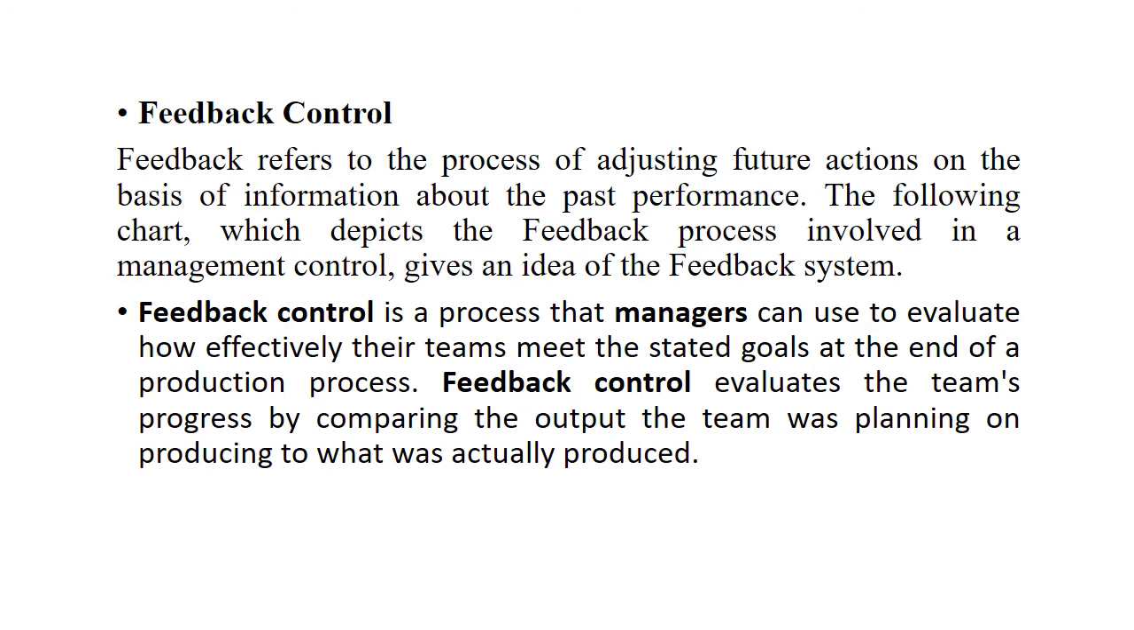We can see that feedback control refers to the process of adjusting future actions on the basis of information about the past. And feedback control is a process that managers use to evaluate how effectively they meet the stated goals at the end of a production process. It evaluates the team's progress by comparing the output the team was planning on producing to what was actually produced.